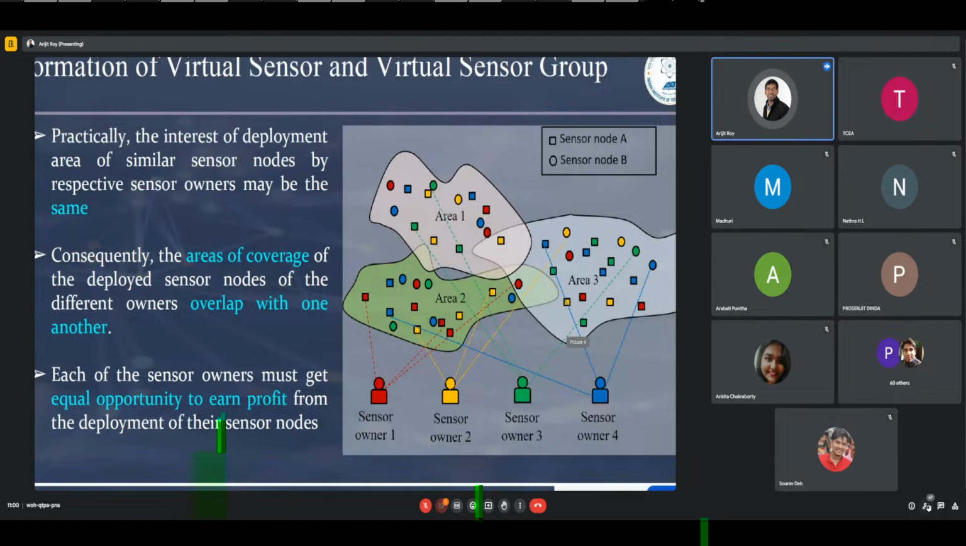But from the sensor cloud service provider's point of view, we should give equal opportunity to all the sensor owners to have the business equally, right? So for that, this overlapping area is required to be considered, and how many times these sensor owners are getting a chance for providing service, that is also important.